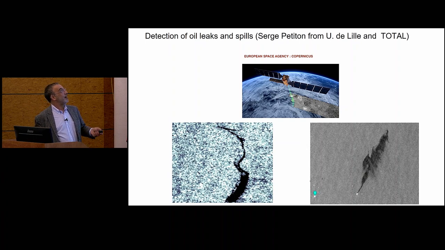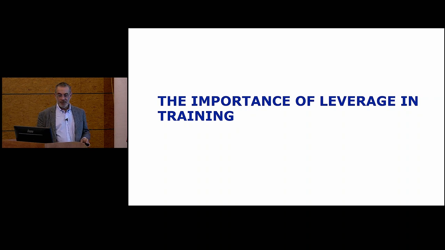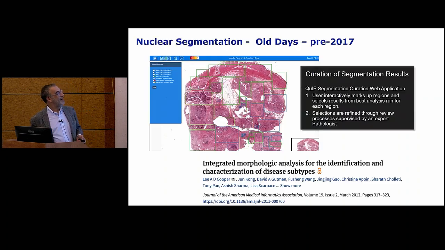Another area is detection of oil leaks. I'm collaborating with Serge Petitan from University of Lille and Total on that. Another ex-collaborator, chosen somewhat randomly, looks at wind patterns and wind turbines. These things are all spatial data sets, generally acquired by sensors, but sometimes generated by scientific simulations. So there's a bigger picture here, and I think it's important to say because, from the standpoint of methodology, if people in medicine don't talk to people outside of medicine, then both sides lose. I probably used to think medicine would lose more, but there's now enough activity in medicine in some of these areas that there's probably some two-way interaction.